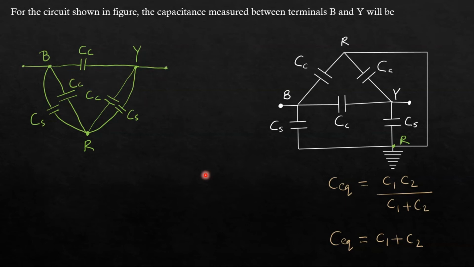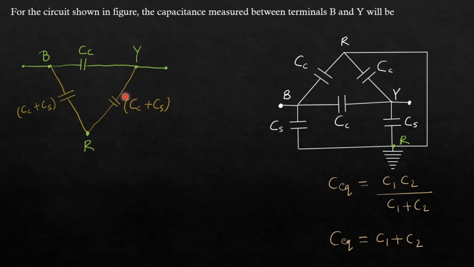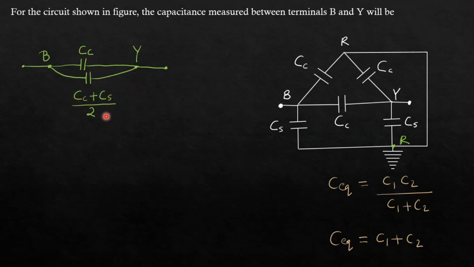Okay. Now from this circuit, you can easily see that these two are in parallel and these two are in parallel. So in parallel, capacitances get added. So it will become Cs plus Cc. And again, these two will also get added up because they are in parallel. So it will become Cs plus Cc. Now you can see here these two capacitances are in series. Now their equivalent will be C1 C2 upon C1 plus C2. But these two are equal capacitors, so by this formula, it will come out to be half. That is, it will become Cc plus Cs by 2.